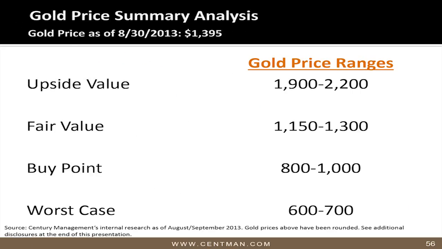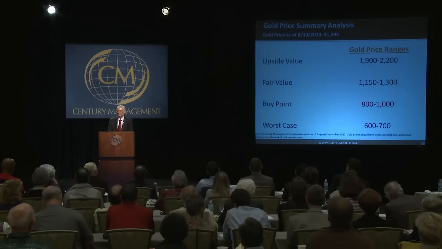At the peak, using all those relationships, we're coming up with 1,900 to 2,200. The fair value, about what it should be trading at, is about $1,150 to $1,300. The buy point is about $800 to $1,000. And the worst case, as low as we can conceivably see it, is about $600 to $700. So when it gets into the 800 range, you've got a good price to buy. You never want to pay more than $1,150 to $1,300 because that's basically just a flat line. You wouldn't make much money, but it's certainly worth that.